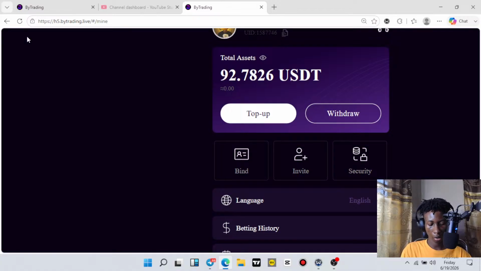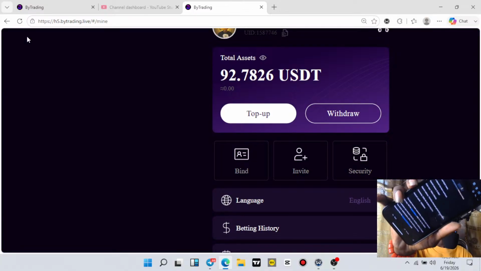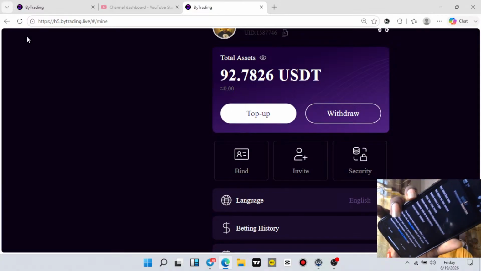So guys, actually, I've received my withdrawal. I've received my withdrawal from the platform. So here it is. I now received about $9. You can see I received about $9.